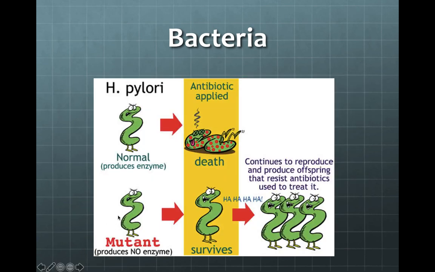This one right here is H. pylori. This causes ulcers. Everyone always thinks that ulcers are caused by stress, and they kind of are, because when you're so stressed, your immune system goes down, and then this bacteria, H. pylori, comes in. It's Helicobacter pylori. Normally, this is the bacteria, an antibiotic is applied, it dies, okay? But then there's mutant bacteria, which doesn't produce an enzyme, and so when you put antibiotics on it, it actually still lives, okay?